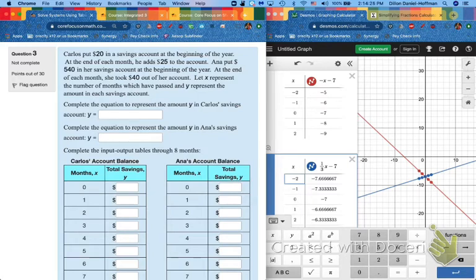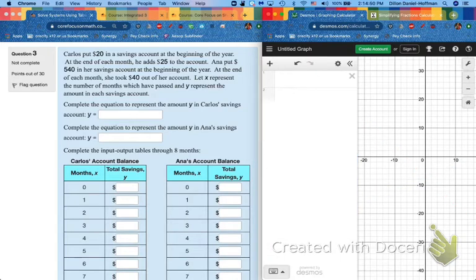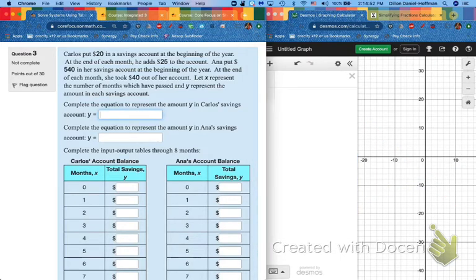Let X represent the number of months which have passed and Y represent the amount in each savings account. Complete the equation to represent the amount Y in Carlos's savings account. Y equals blank. Similarly, complete the equation to represent the amount in Anna's savings account as the amount Y equals blank. Complete the input-output tables through 8 months. All right, well, in Desmos, let's clear out these old equations. We're not going to need them. And let's just write our new equations. So Carlos, we know, he starts with a certain amount of money. Mine's 20. So for you, whatever amount you have for yours, type that.